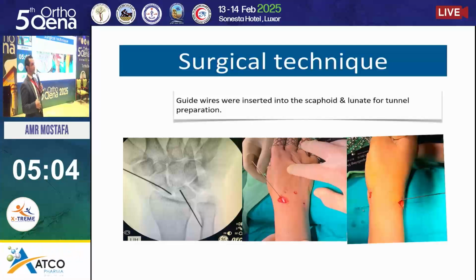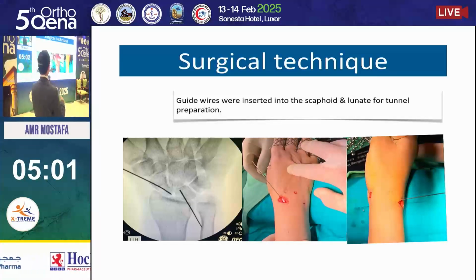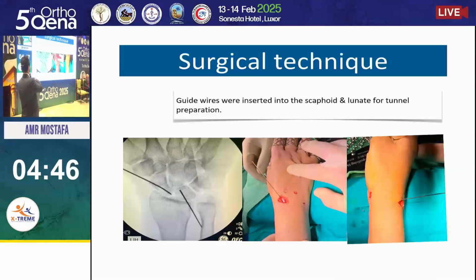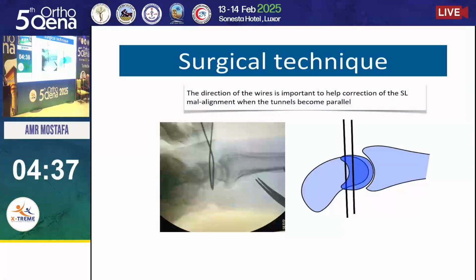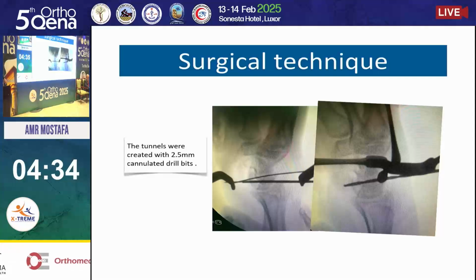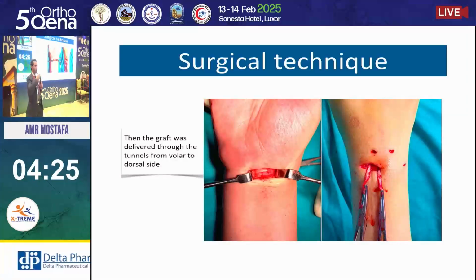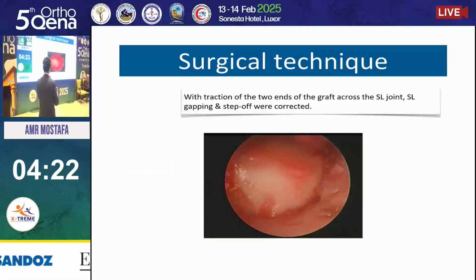Afterwards, you have two ways: either correct the alignment of both bones with K-wires, or make tunnels that can correct the malalignment of the scaphoid and lunate. After correction, we enlarge the tunnels to 2.5 millimeters and then pass our graft. With a grasper, you can go through the tunnels and obtain the graft from dorsal to volar, so you can tighten it at the back.